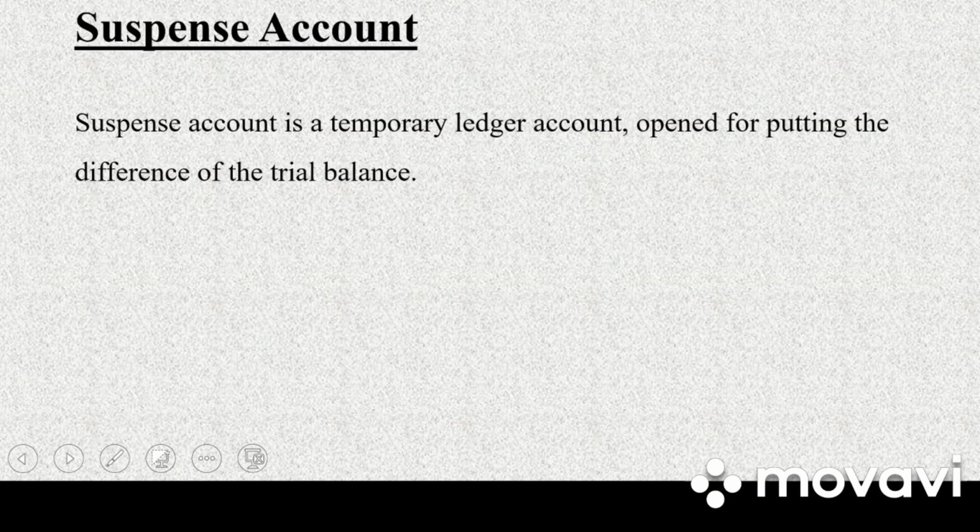Next we have suspense account. Sometimes what happens, even after trying to find out the errors in the trial balance, the accountant may not be able to locate it. So rather than delaying the preparation of final accounts, the accountant will prepare a separate ledger account which is known as suspense account. This suspense account is mainly prepared to tally the trial balance. So suspense account is a temporary ledger account opened for putting the difference of the trial balance. Clear?